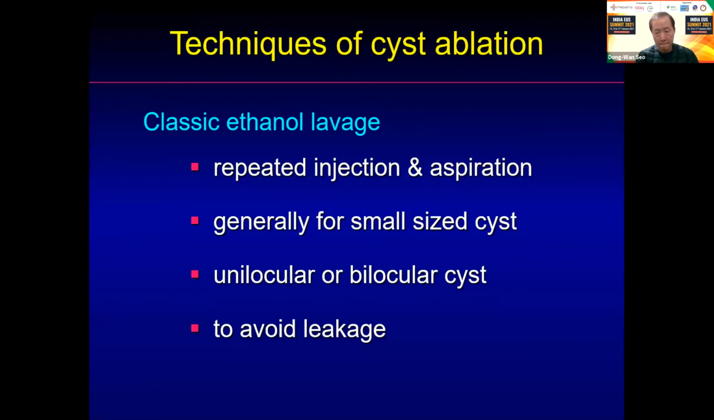Classic ethanol lavage means repeated injection and re-aspiration of fluid. It is generally good for relatively small-sized cysts, unilocular or bilocular cysts. We can avoid any leakage of ethanol because there is only one needle insertion into the cystic cavity.